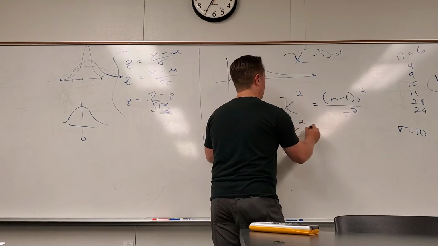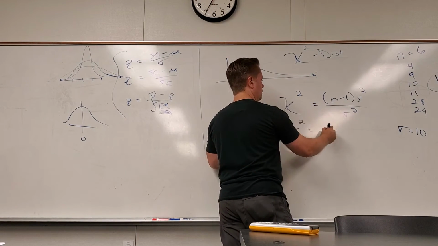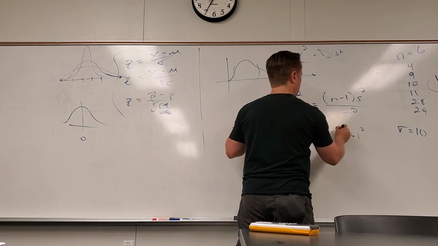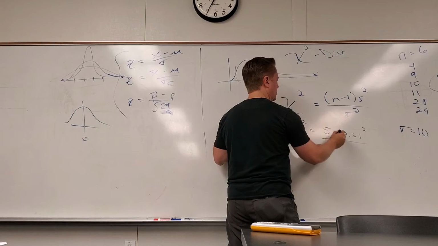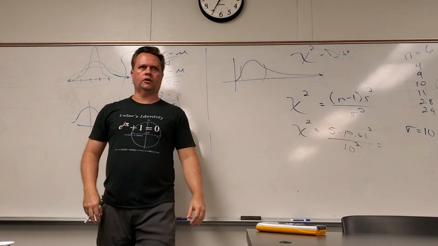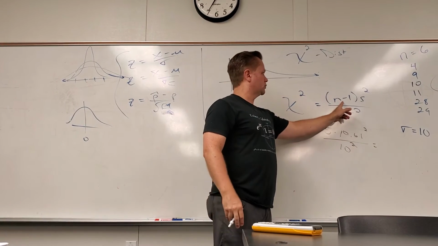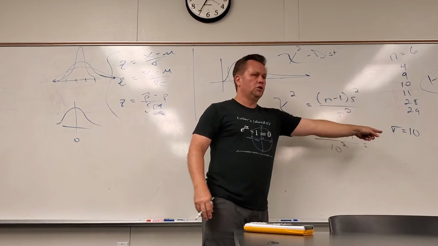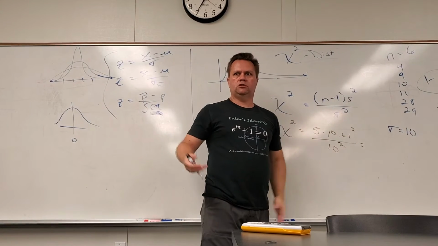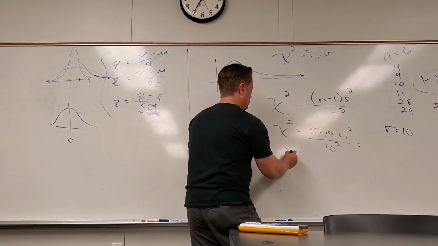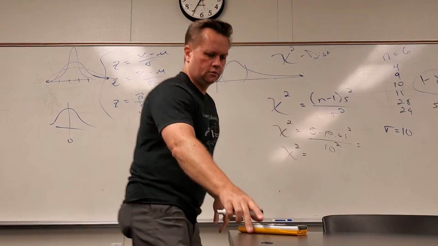It's going to be n minus 1, 5 times 10.61 squared divided by 10 squared. Right, just plugging stuff in. N minus 1 is 5. S we just figured out. Sigma we knew. Just to do an example. So let's see, what do we get? I don't know.